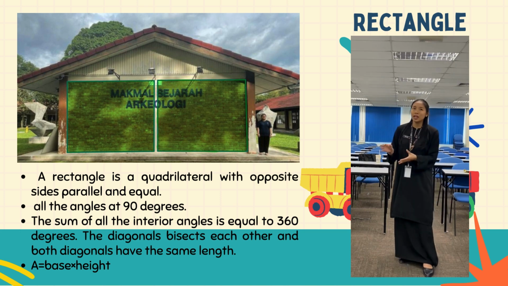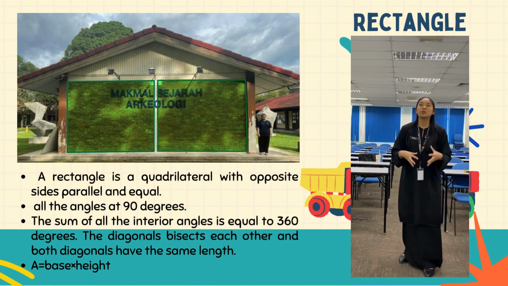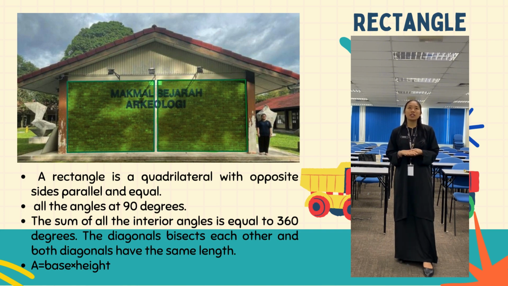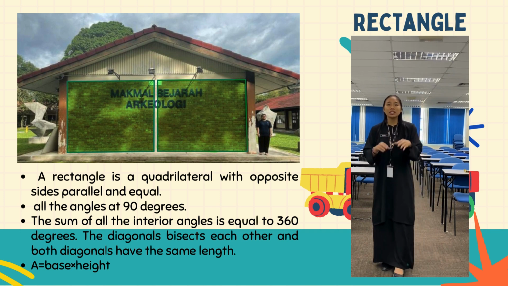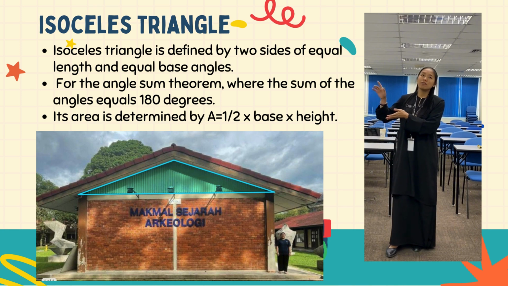Next, for the rectangle, you can see it in the picture with the green line. It is the front-facing wall which has the shape of a rectangle. It provides a sturdy surface for the structure. A rectangle is a quadrilateral with opposite sides parallel and equal. All the angles are 90 degrees and the sum of all the interior angles is equal to 360 degrees. The diagonals bisect each other and both diagonals have the same length. The area equals base times height. Next, for the isosceles triangle, you can see it in the picture with the blue line.